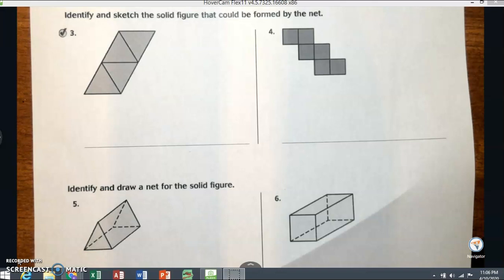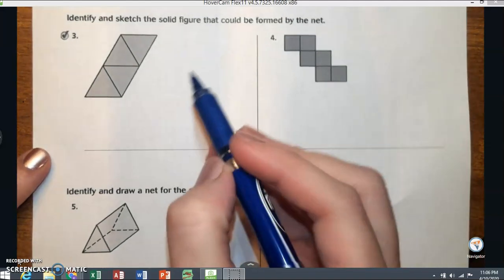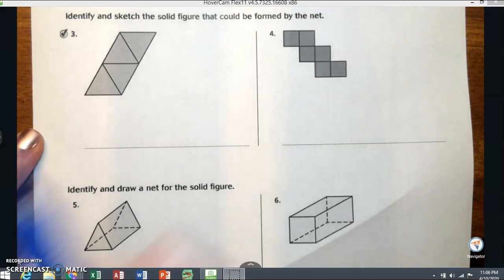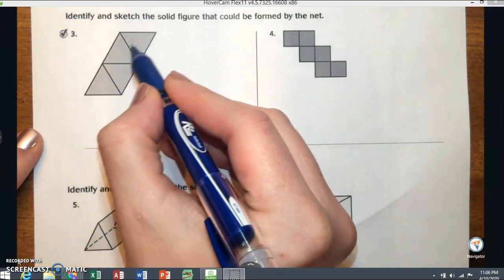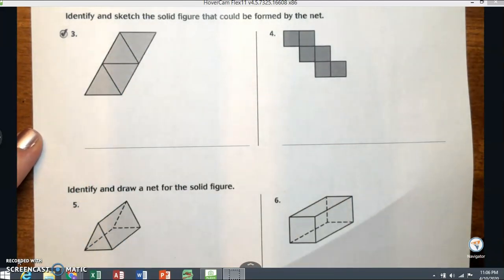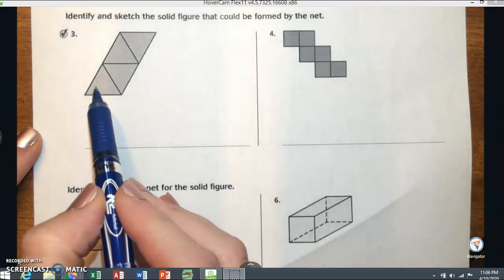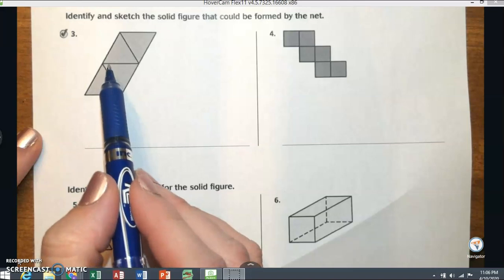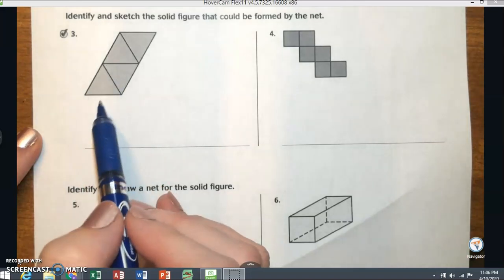Alright, so looking at number 3 and 4, we're going to identify and sketch the solid figure that can be formed. So looking at this, here we have the net, and we've got to figure out what our net's for. So notice we have 1, 2, 3, 4 triangles. So we know that our base is a triangle. We also know that that base is going to have 3 lateral faces because there's 3 sides in a triangle.